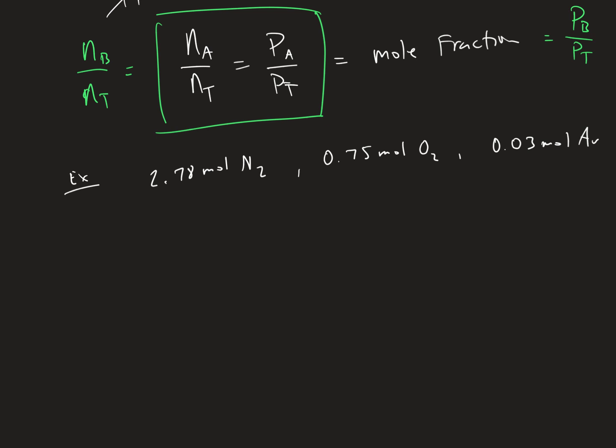So let's say we measure the pressure in here. We get a barometer. We measure the pressure to be 0.987 atm. I want to know what the partial pressure is of each one of these gases. So what's the pressure of N2? What's the pressure of O2? And what's the pressure of argon? Any questions on what I'm asking?